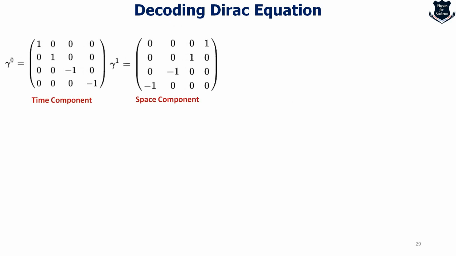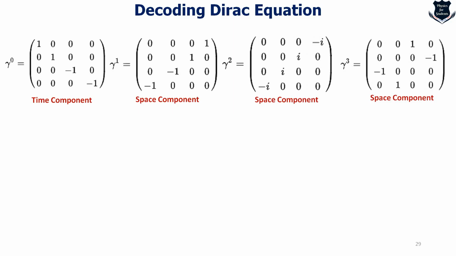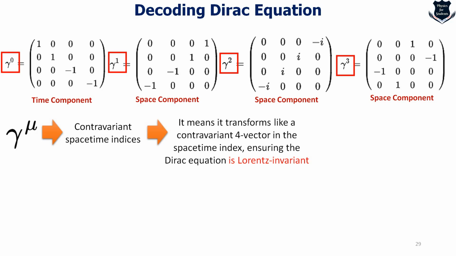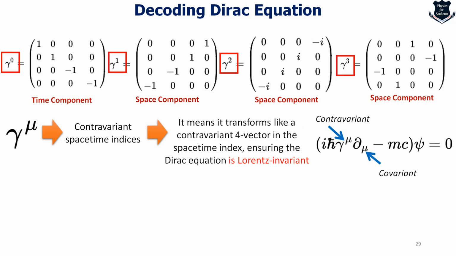Now here you see these gamma matrices, if I write it in a detailed manner, this is the time component, space component, space component, space component. So you have got 0, 1, 2 and 3, and all of them together make the gamma matrices mu. Now remember, I have got the index mu right on the top. So those who know tensors, you are already aware this is nothing but a contravariant space-time index. And what does that mean? It means that if we transform like a contravariant 4 vector, we again get the Lorentz invariant. So in this equation, you can see the gamma mu is a contravariant index and the del mu is a covariant. We will come to that.